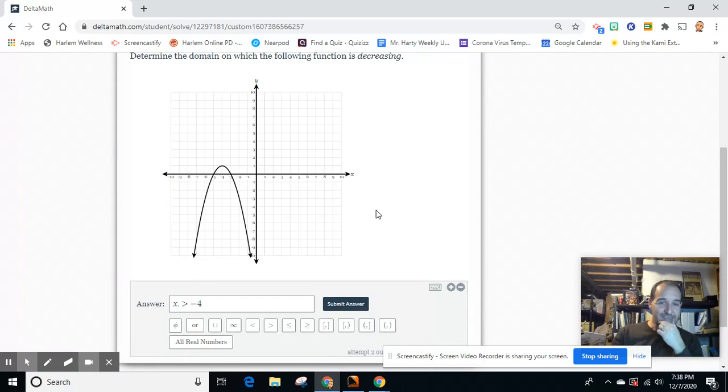All right, now Hardy's getting irritated. Determine the domain on which the following function is decreasing. Decreasing. X is greater than 4.